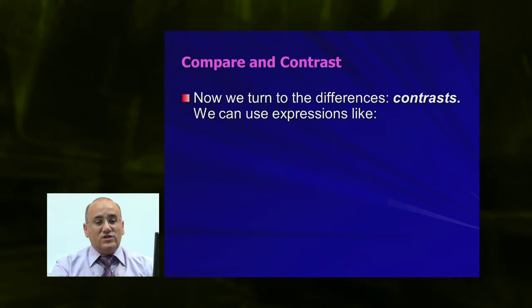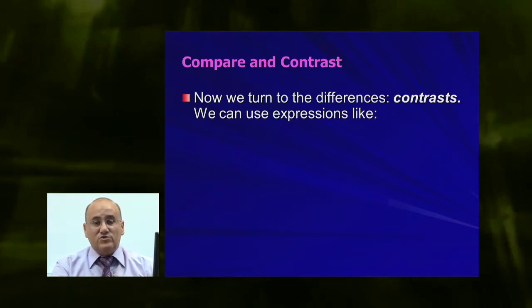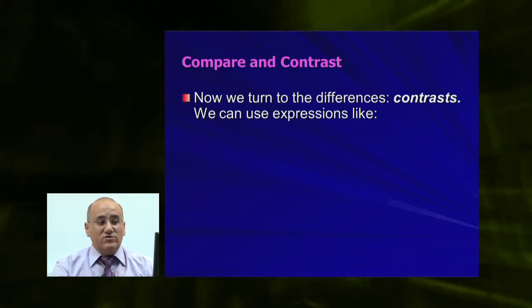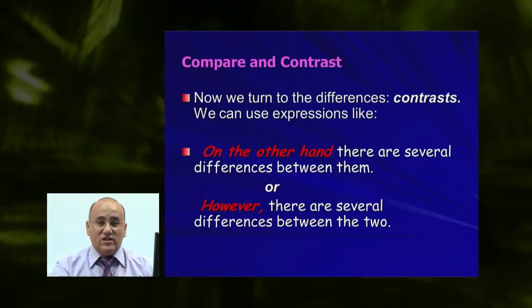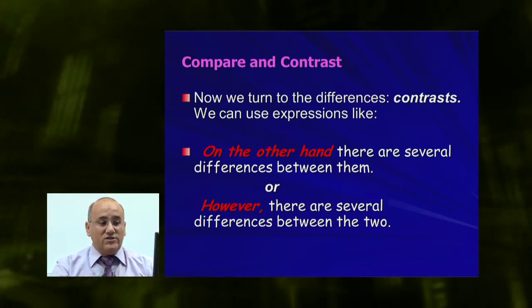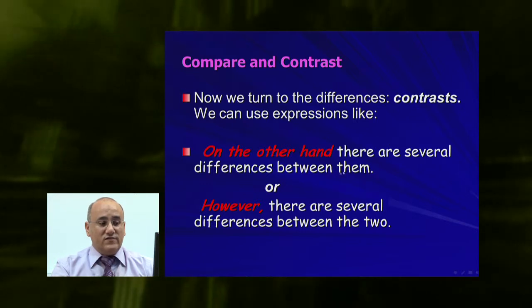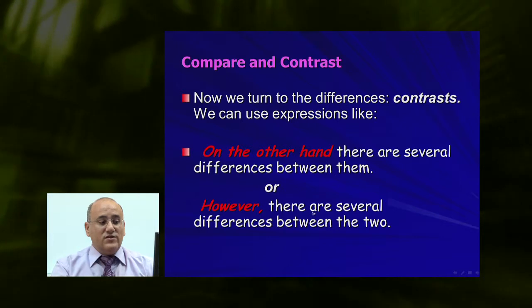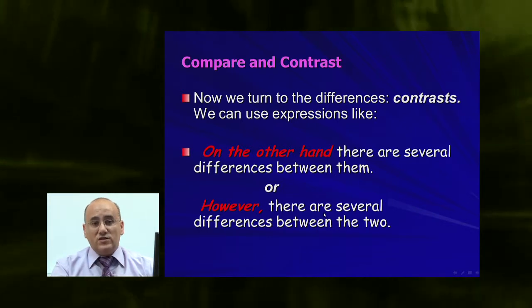Now, we turn to the differences. How to show the difference between two things we are contrasting now. We can use expressions like these: on the other hand, or however. These two examples show you how exactly you are going to use them in context. On the other hand, there are several differences between them. However, there are several differences between the two.